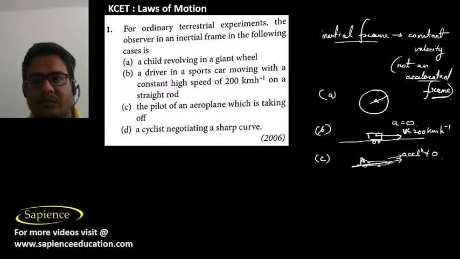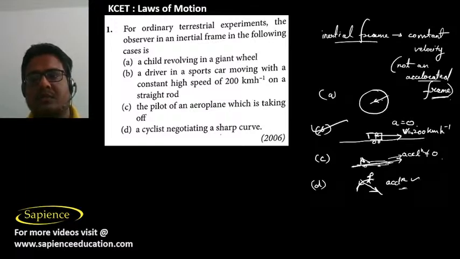an inertial frame. And in option D, a cyclist negotiating a sharp curve. When a cyclist is moving in a sharp curve, the centripetal acceleration is acting towards the center. Then it means that it is an accelerated frame. So it is under acceleration. So only option B is the correct answer, since the frame is moving with a constant velocity.